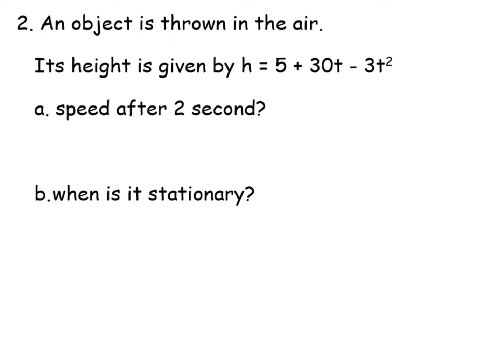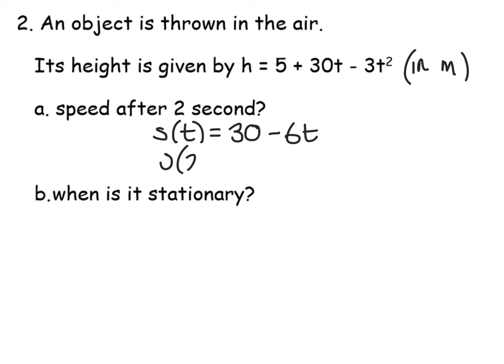So in this one we're told an object is thrown into the air. Its height is given by, and I'll probably just add that the height is given in metres for this one, which should have probably been in there. And we want its speed after 2 seconds. So speed would be s of t. Now that would be when we differentiate this. When we differentiate the equation above, the 5 disappears. 30t becomes 30, and then we have negative 3 times 2 is 6, so negative 6t. So this is my formula now for speed.